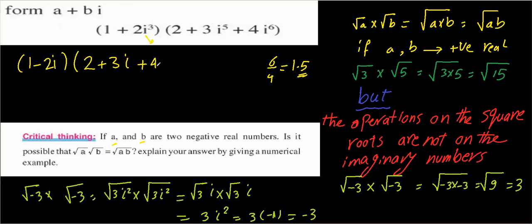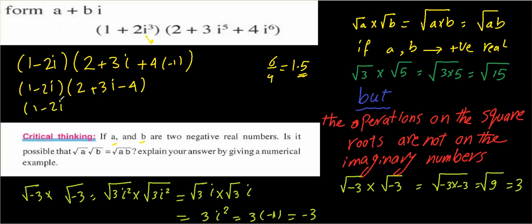4 times negative 1 equals negative 4. Here 1 minus 2i, and here 2 plus 3i minus 4, which is negative 2 plus 3i.